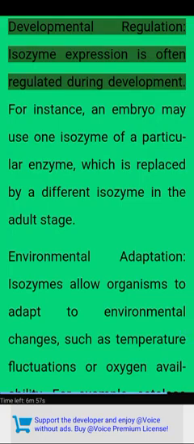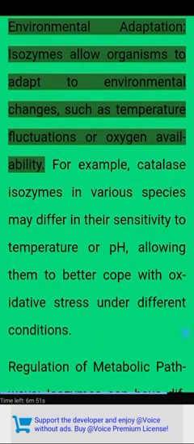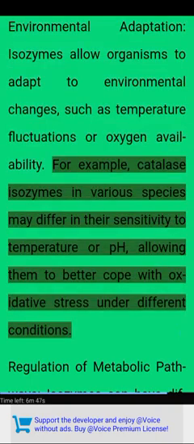Developmental regulation. Isozyme expression is often regulated during development. For instance, an embryo may use one isozyme of a particular enzyme, which is replaced by a different isozyme in the adult stage. Environmental adaptation. Isozymes allow organisms to adapt to environmental changes, such as temperature fluctuations or oxygen availability. For example, catalase isozymes in various species may differ in their sensitivity to temperature or pH, allowing them to better cope with oxidative stress under different conditions.